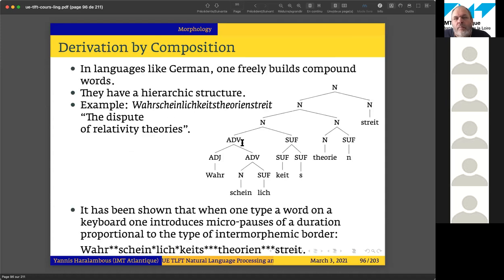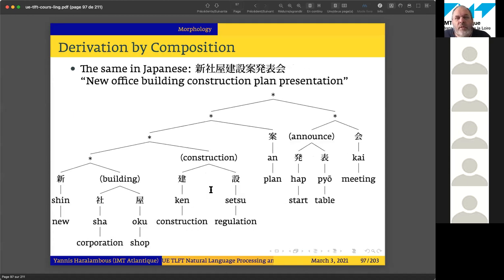And then I mentioned derivation by composition. So in German or in Dutch or in Russian or in Greek, you have compound words, and these have an internal structure which software will have to analyze before processing any further.